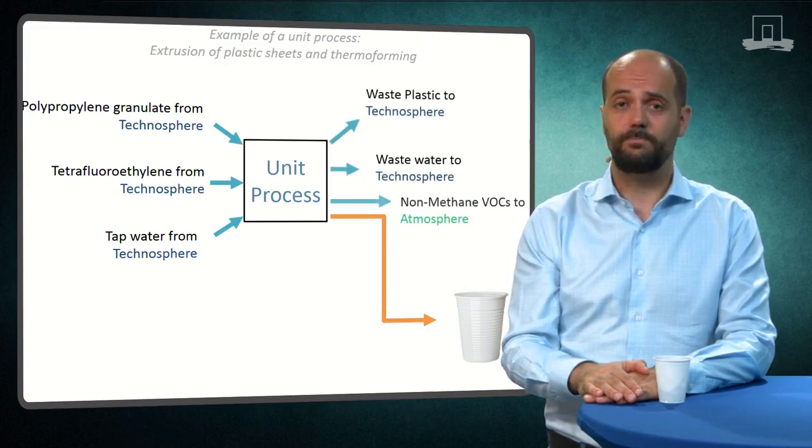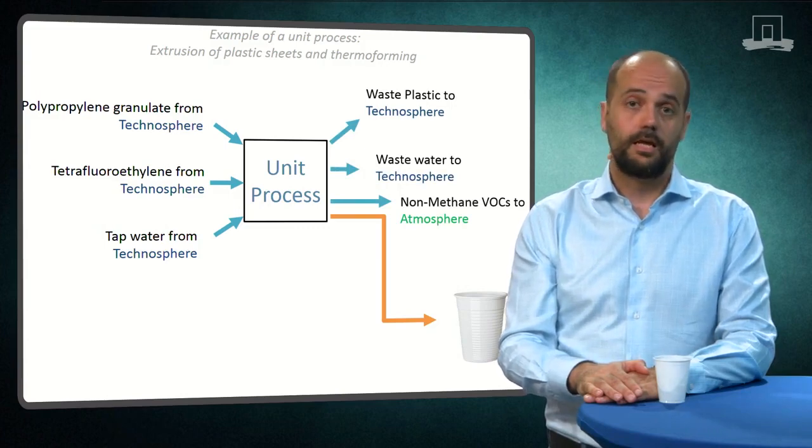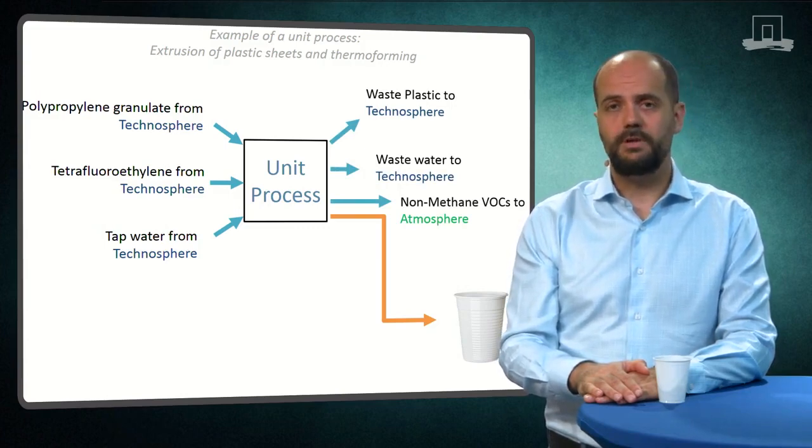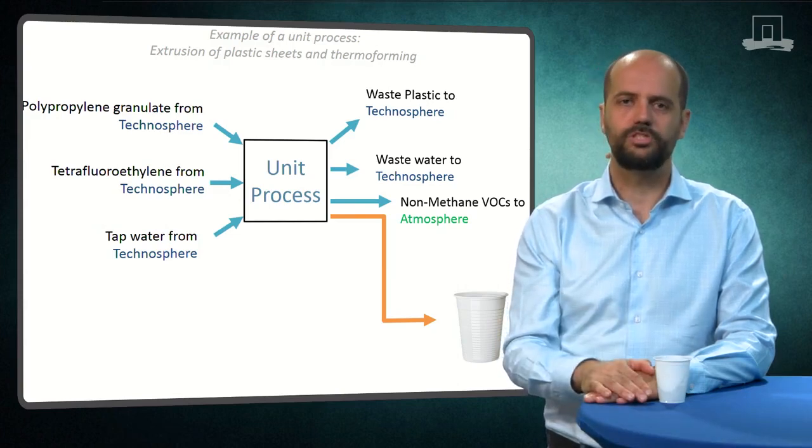On the other side of the unit process, we have outputs to the technosphere, such as waste plastic and waste water, and emissions of non-methane volatile organic compounds into the atmosphere. And of course, the process of transforming the inputs delivers us a molded plastic cup.